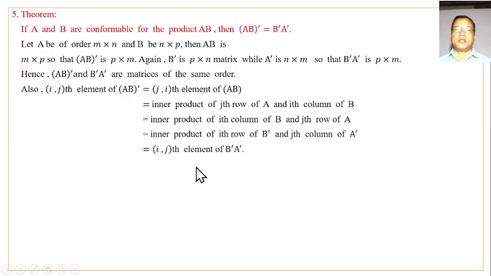Then the ij element of B transpose into A transpose has corresponding elements equal. Hence, the transpose of the product AB is equal to B transpose into A transpose. Hence, proof.